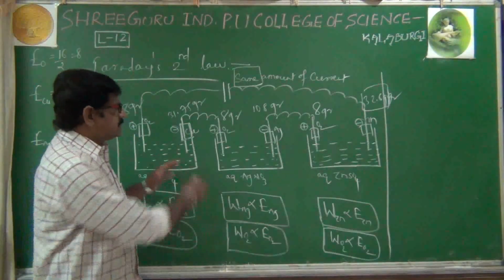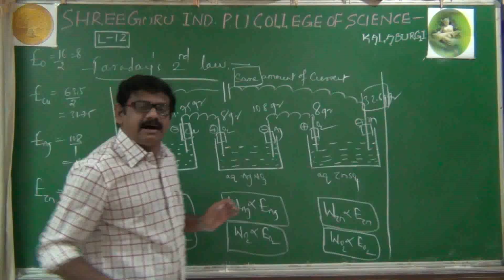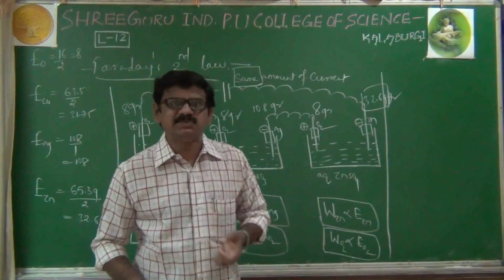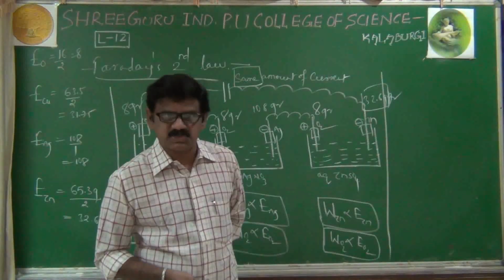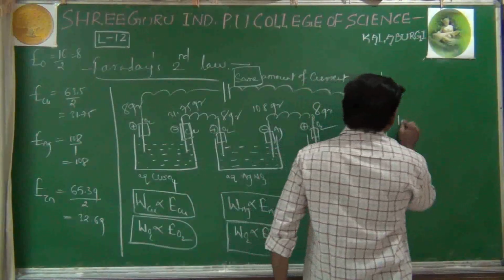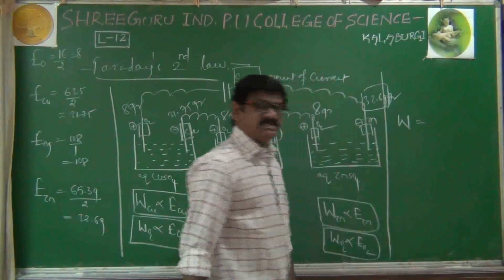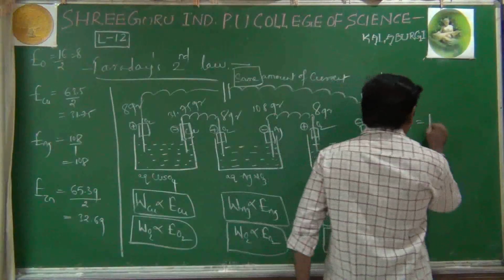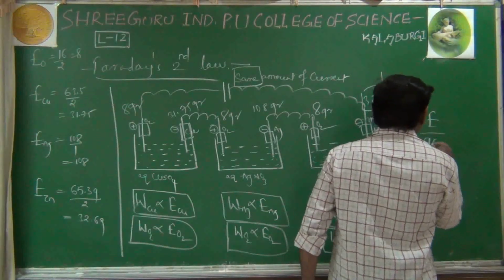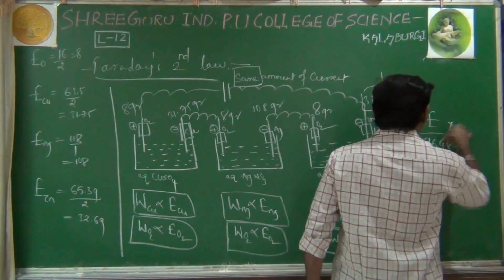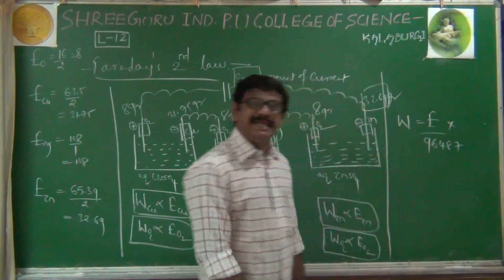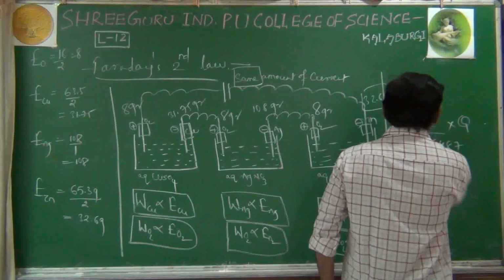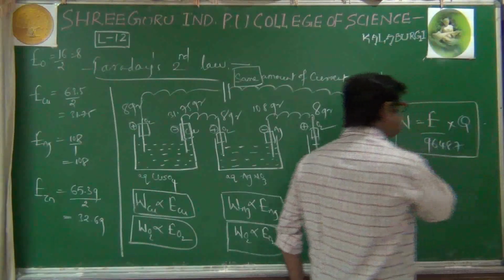Right. Now the second law of Faraday we can also deduce from the first law. I'll write here Faraday's first law formula: W is equal to capital E divided by 96487 into I into T. Now in place of I T, I'll write Q. Of course, it is the first law of Faraday.